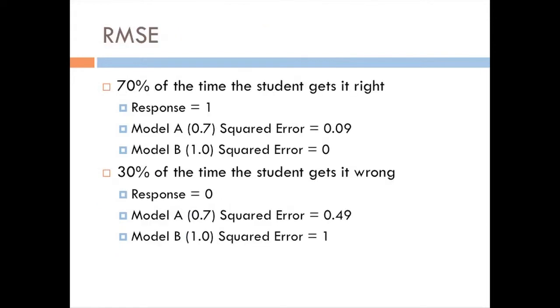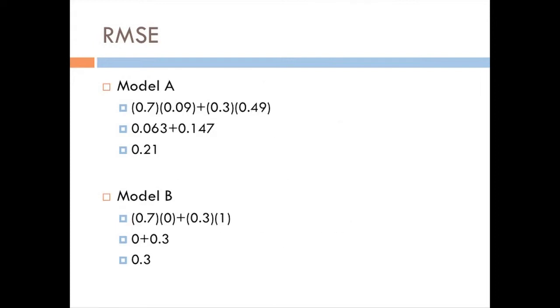Let's compare to RMSE. With RMSE, the student gets it right 70% of the time. Again, the response is 1. The squared error for that is 0.09, 0.3 squared. Model B predicts 1, the squared error is 0. The other 30% of the time, the student gets it wrong. Their response is 0. So model A says 0.7, the squared error is 0.49. Model B says 1, the squared error is 1, 1 times 1.